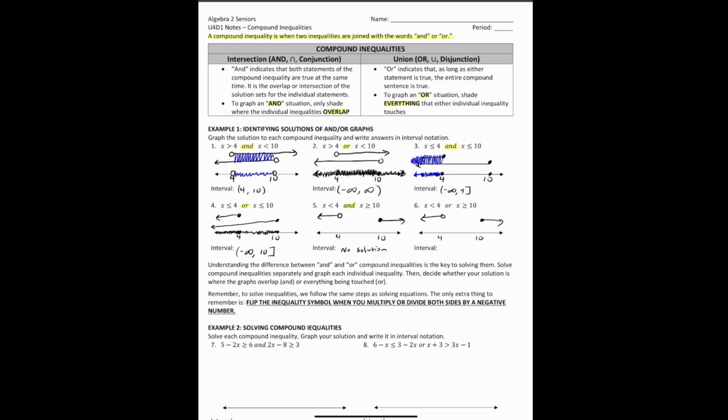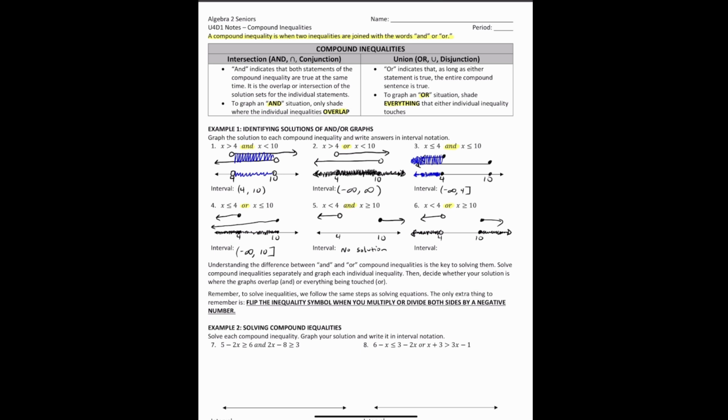All right, so it's an or. We're going to shade everything that either individual inequality touches, so all the x values involved in number 6. So we have an open dot at 4 and a closed dot at 10. At 4, I'm going to be shading to the left, and it's going to go towards negative infinity. And then at 10, it's going to shade to the right, and it's going to go towards positive infinity.